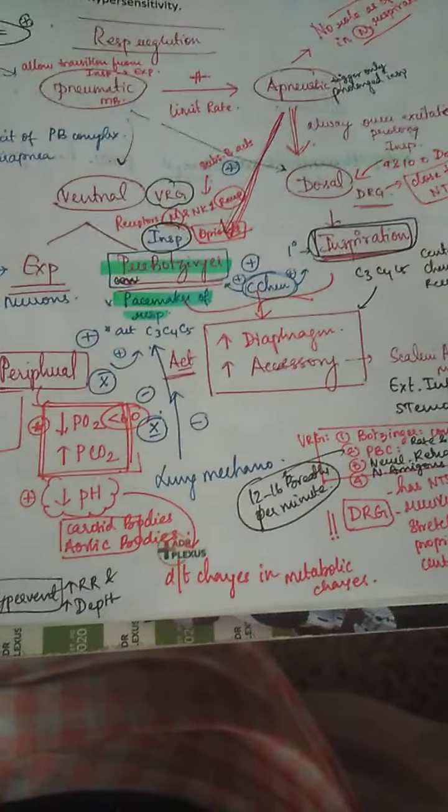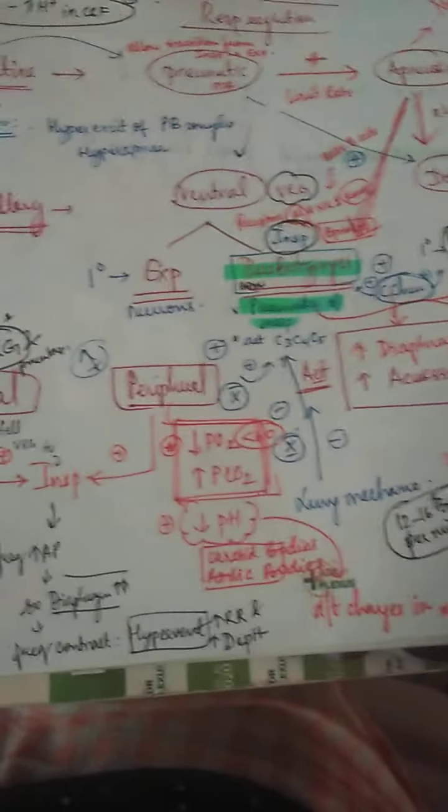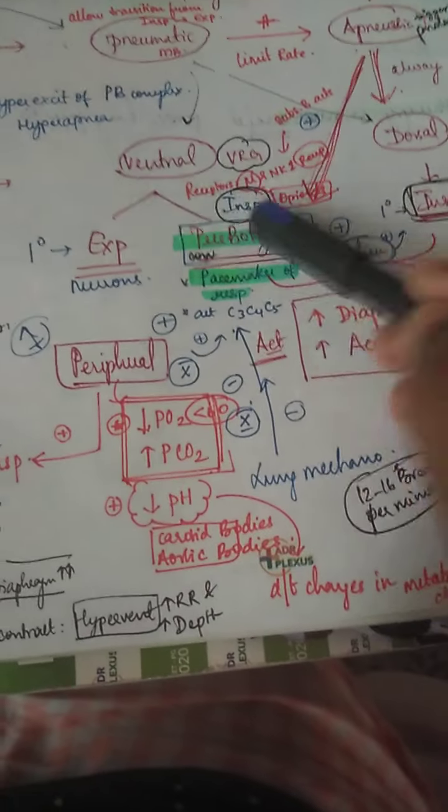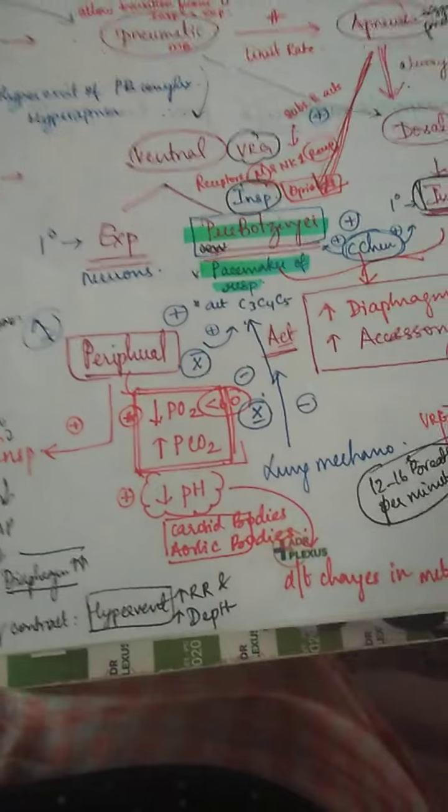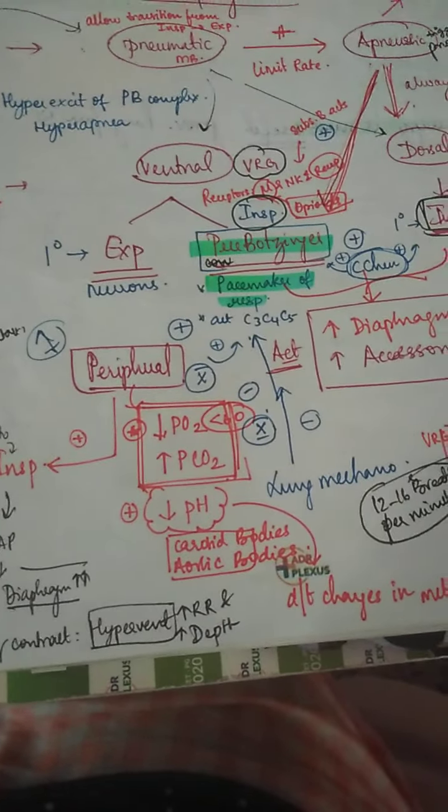What do I mean by pacemaker of respiration? It is the rate and depth of respiration. A normal person breathes 12 to 16 breaths per minute, and the rate and depth is controlled by this. The other two are the nucleus retroambiguus and nucleus ambiguus, which are not important.